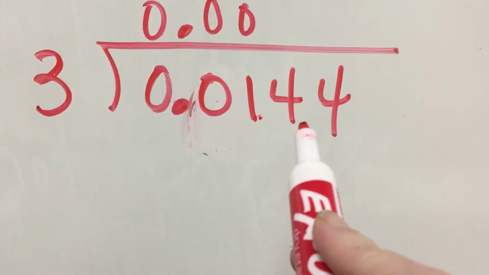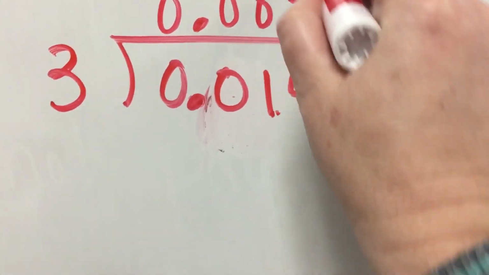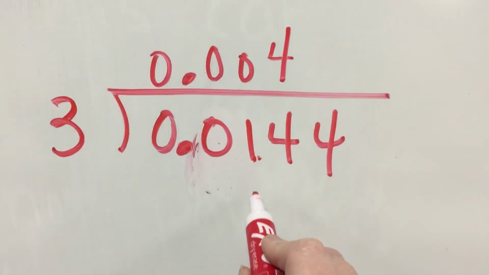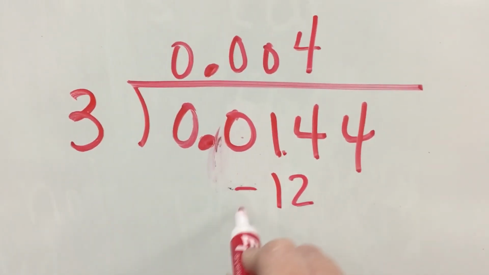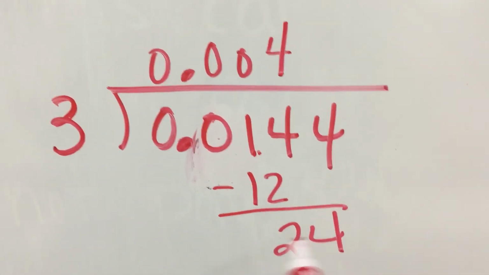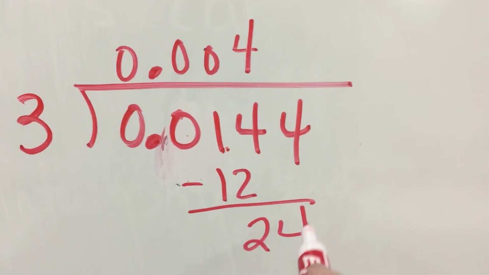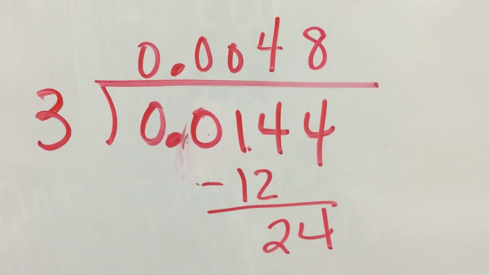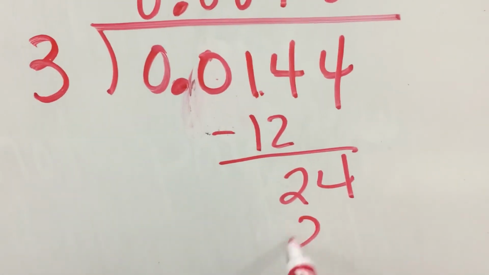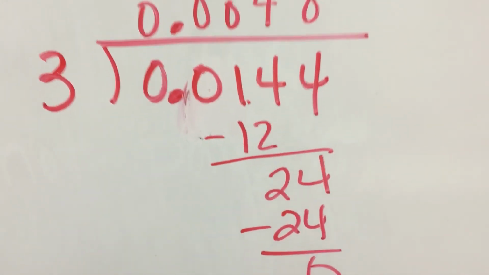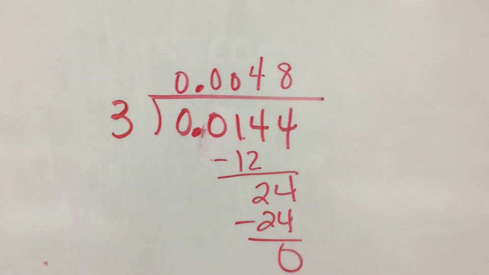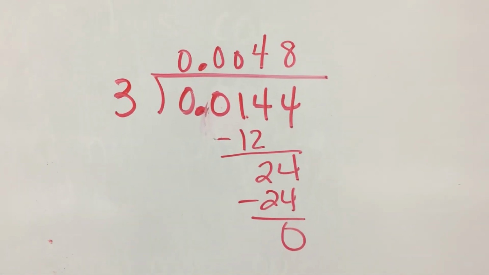3 will go into 14 though 4 times. 4 times 3 is 12. And then 3 will go into 24 8 times. So our answer is 48 10,000ths.